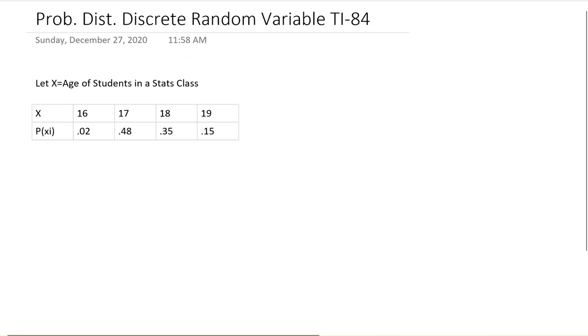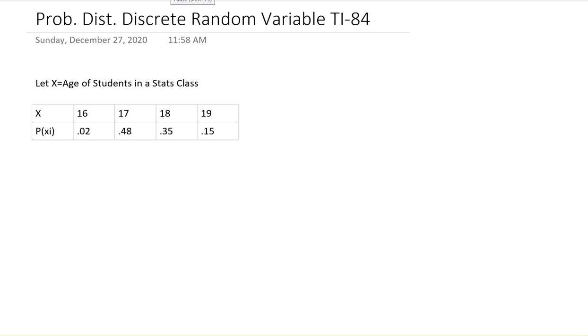So I've defined a discrete random variable here. I've let x be equal to the age of students in a stats class. And the values I have x taking on are 16, 17, 18, and 19, with a 2% chance that a student in this class is 16 years old, a 48% chance they're 17, a 35% chance they're 18, and a 15% chance they are 19.